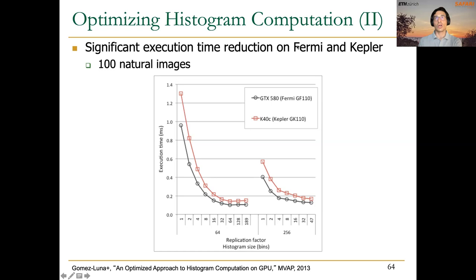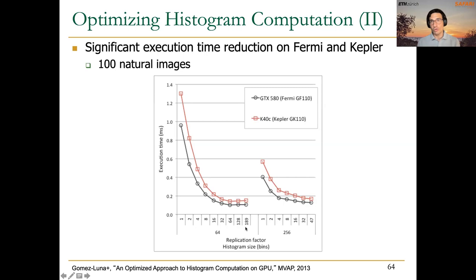These are results for Fermi and Kepler with 100 natural images. Here we computed different histograms of size 64 and size 256 in this particular example. We changed this replication factor, or number of private subhistograms per thread block, from one to the maximum possible number of subhistograms or privatized histograms that we could fit in the shared memory. In the case of a histogram size of 64 bins, up to 189 subhistograms per thread block.